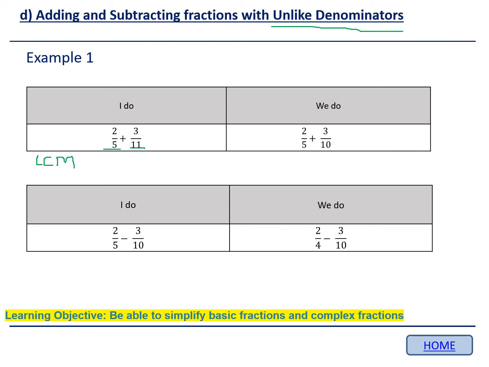So one way of doing it is listing where we'd go 5, 10, 15, 20, and we keep going up in 5s for that multiple. And then we do the same for 11, 22, 33, 44, 55. Okay. So is 55 a multiple of 5? It's 5 goes into 55 11 times. So we know that the lowest common multiple is going to be 55.